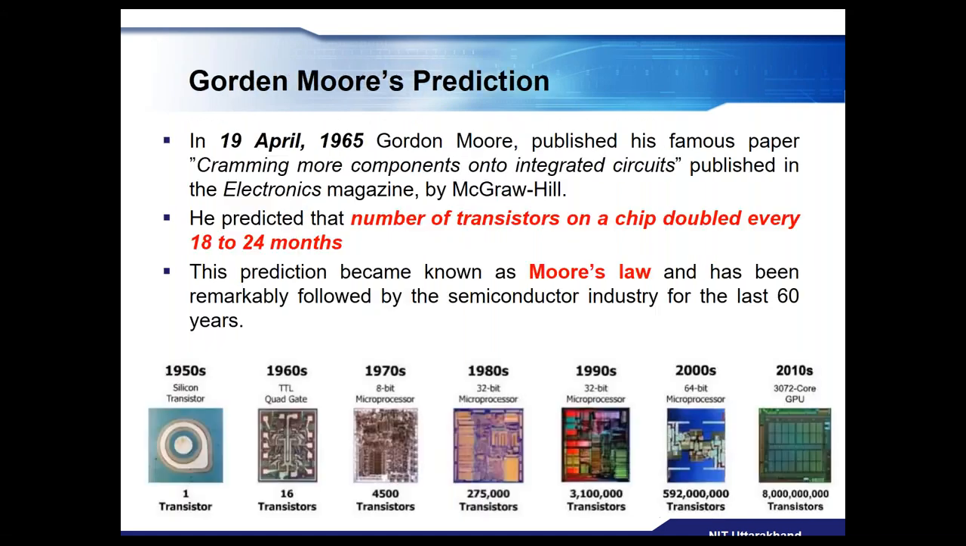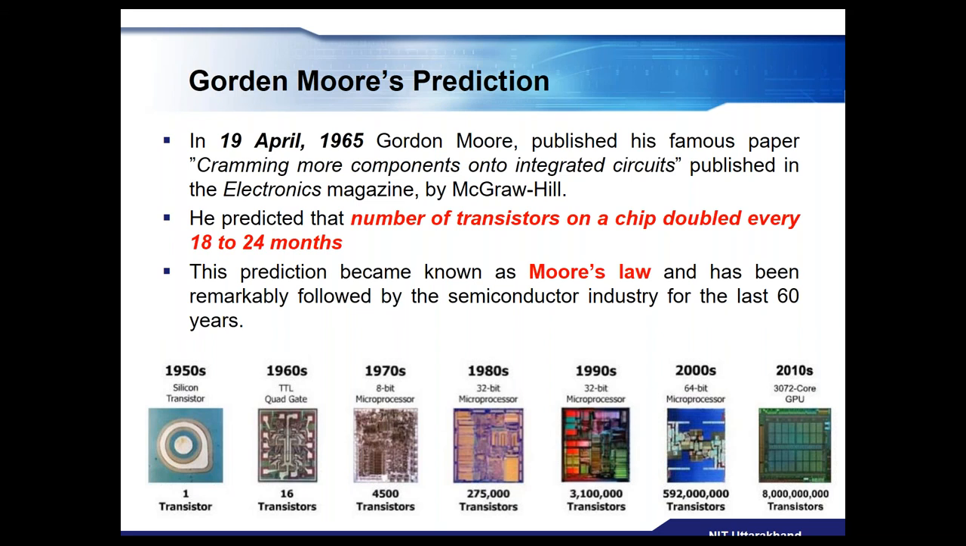This is because of the Gordon Moore prediction. Why am I saying this as a Gordon Moore prediction? Because it was an early business prediction, and later on it became Moore's law. That is the basic workforce. In 1965, Gordon Moore published his famous paper, Cramming More Components onto Integrated Circuits. In that paper, he predicted that the number of transistors on a chip would double every 18 months. It is written as 18 to 24 months because, as time changes, this term is also revised.